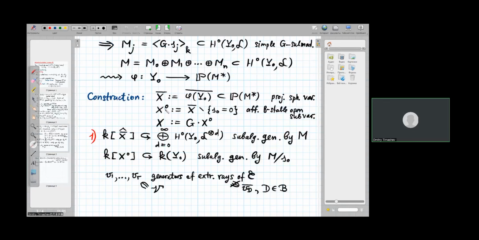And what is X0? It is obtained from x bar by removing the vanishing locus of S0. S0 is B semi-invariant. When you remove its vanishing locus, then of course you do not touch Y0 because S0 does not vanish at any point of Y0. Okay? So indeed, this means that Y0 is contained in X0.